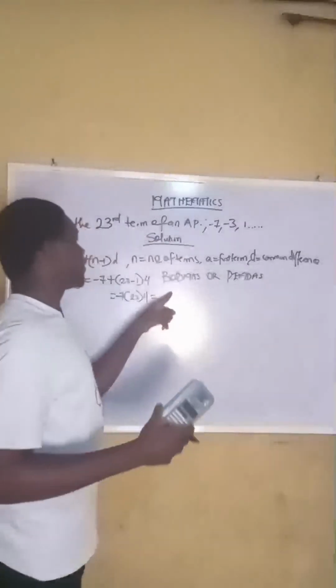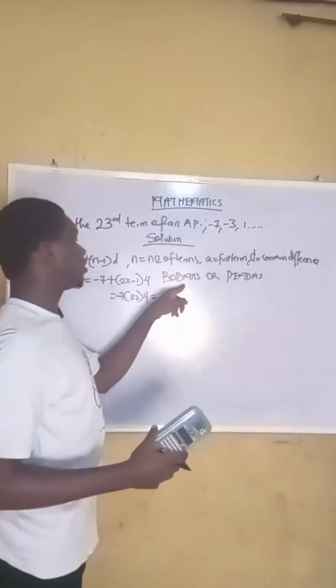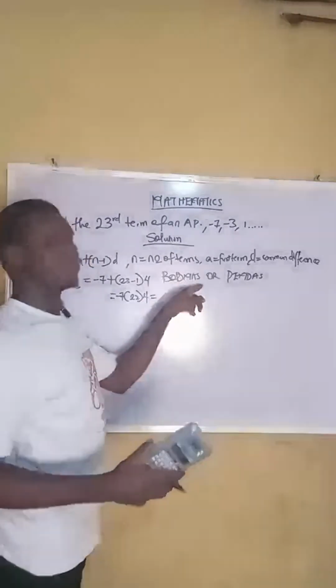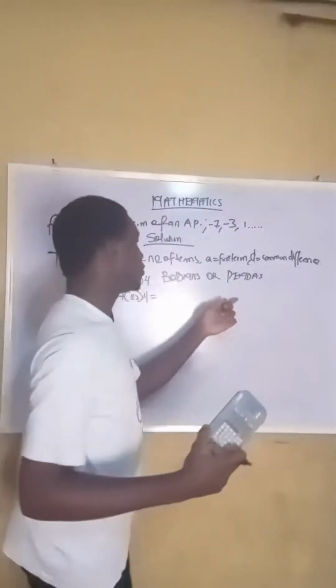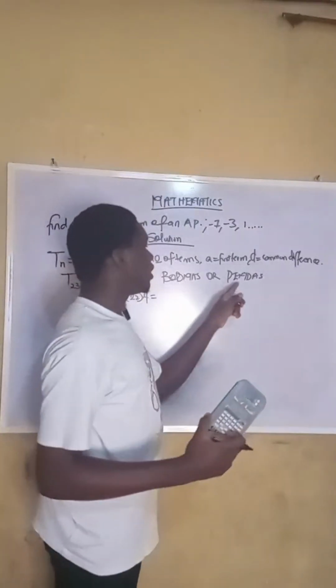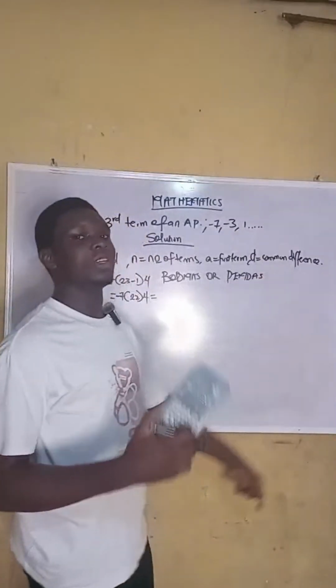B in BODMAS refers to bracket. O is for order, we have D, division, we have multiplication, we have addition, and we have subtraction. Now for this other side, we have P in PEMDAS to be parenthesis, we have E to be exponents, we have M to be multiplication, division, addition, and subtraction.